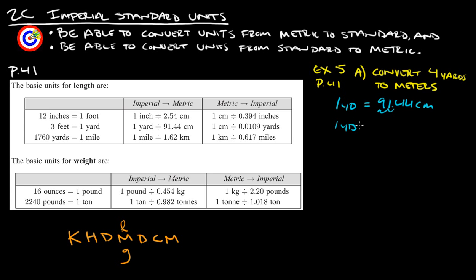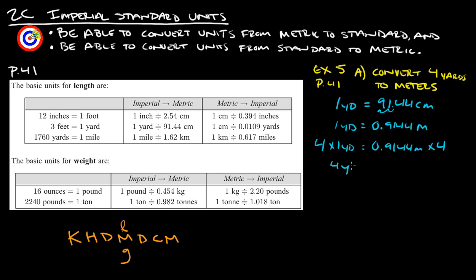That means that 1 yard is equal to 0.9144 meters. Now we've got yards to meters. Now we don't have just 1 yard, we have 4 yards. So we do 4 times 1 yard, because we want to convert 4 yards into meters, equals 0.9144 meters, and we multiply that by 4 also.